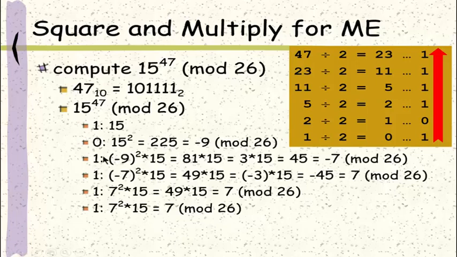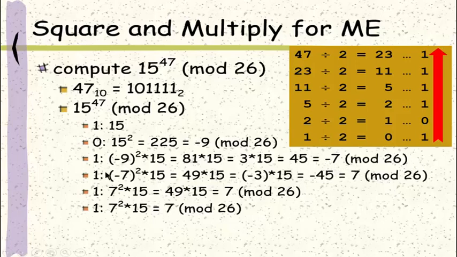Next, we square negative 9, and because the bit is 1, we multiply this by 15. The square of negative 9 is 81. 81 mod 26 is 3, because 78 divided by 26 equals 3. So 3 times 15 is 45, and double 26 is 52, so 45 is 7 away from 52, so 45 equals negative 7 mod 26.